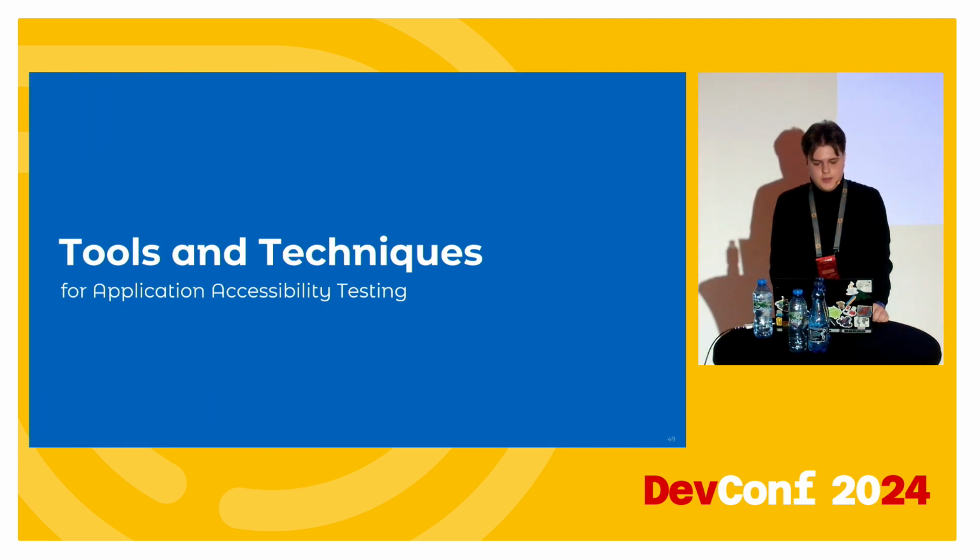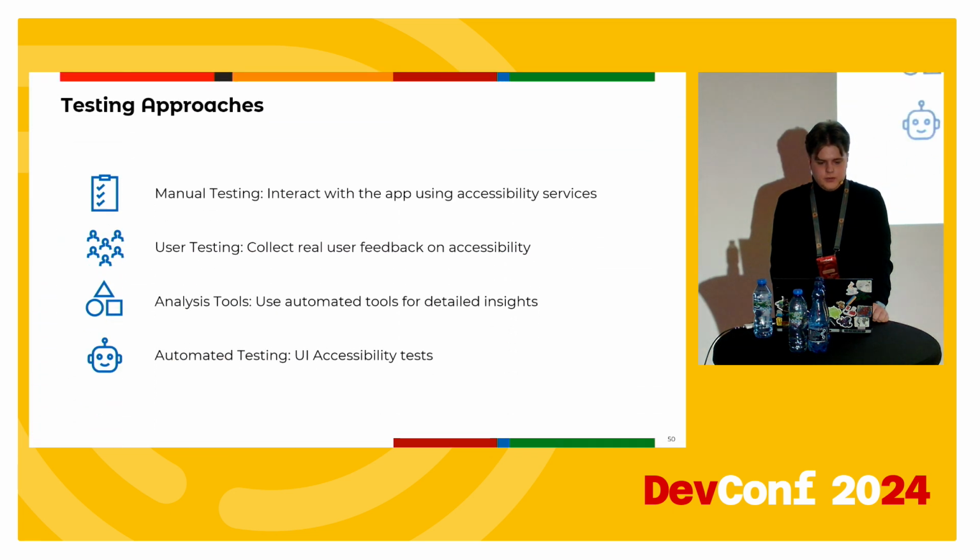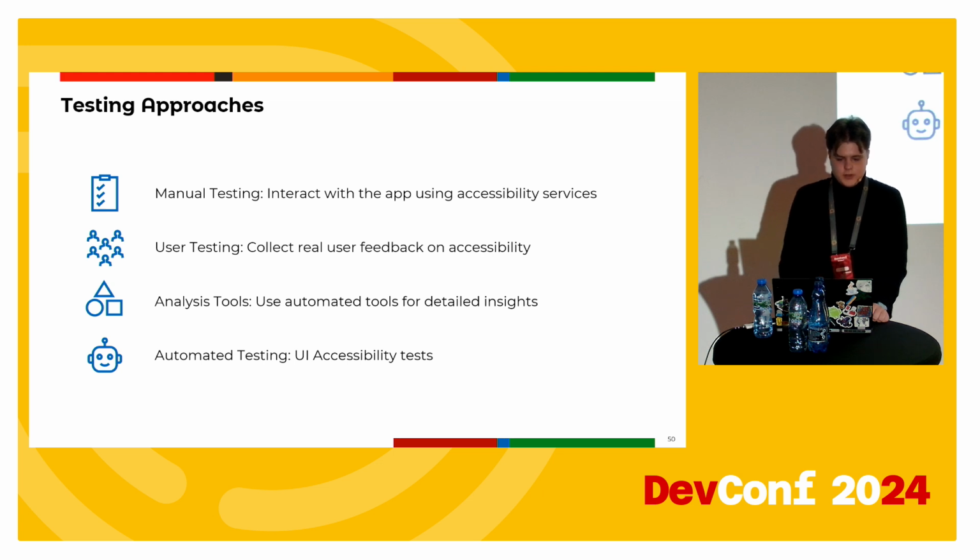Once development is complete, accessibility testing is a crucial step to ensure your application is accessible for all users, including those with disabilities. Testing for accessibility provides invaluable insights by allowing you to experience the app from the user's perspective and to identify potential usability issues that might otherwise go unnoticed. To achieve comprehensive results, it's essential to combine multiple testing approaches.